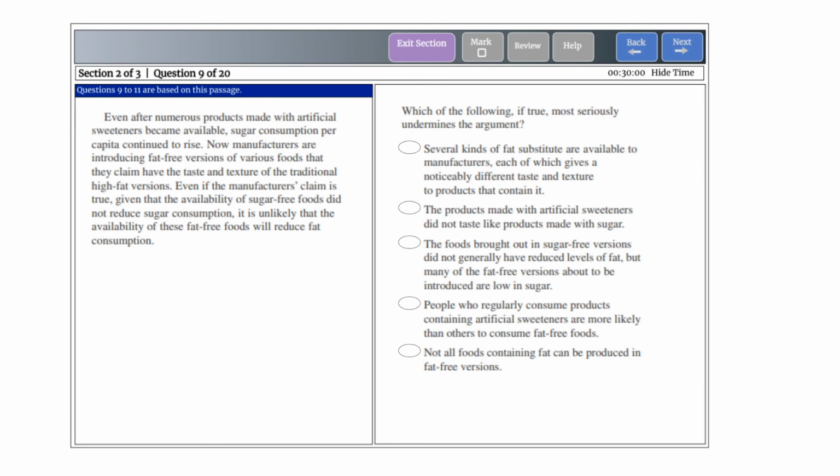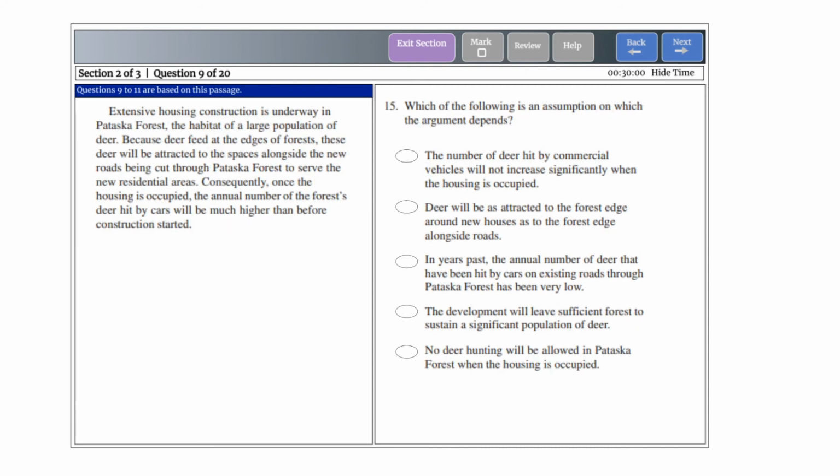However, the passage says, now manufacturers are introducing fat-free versions of various foods that they claim have the taste and texture of the traditional high-fat versions. Okay, so fat-free foods taste like the high-fat versions. But if B is true, that the sugar-free foods didn't taste like the high-sugar versions, then it isn't a good comparison. It isn't a good reason to assume that the same thing is going to happen with fat as happened with sugar. So that's why it has a bearing on this, right? So it is a new piece of information that is relevant to the conclusion the author has arrived at.